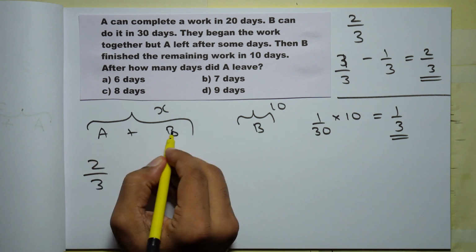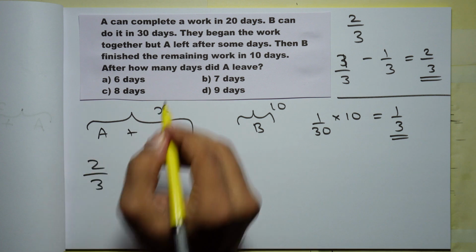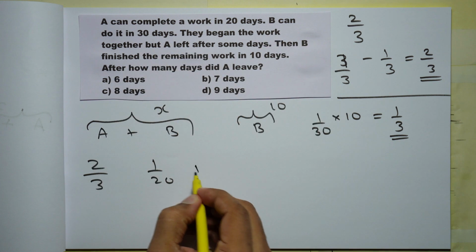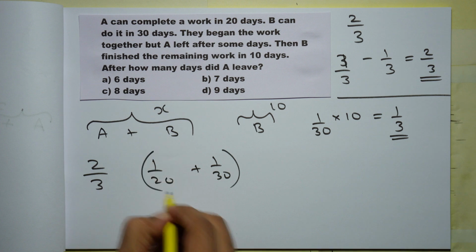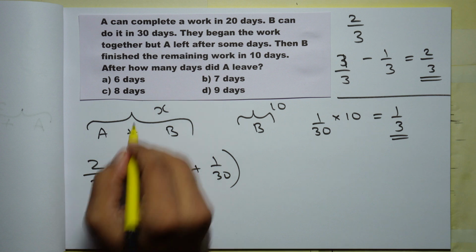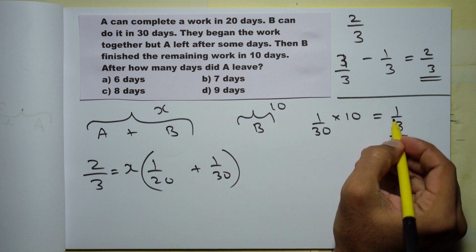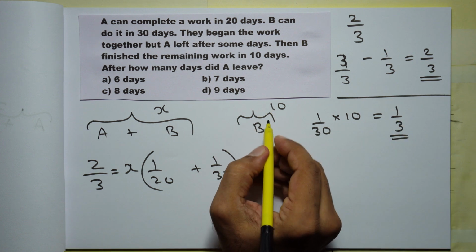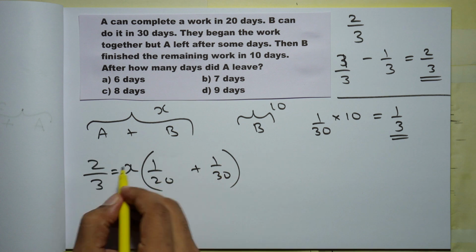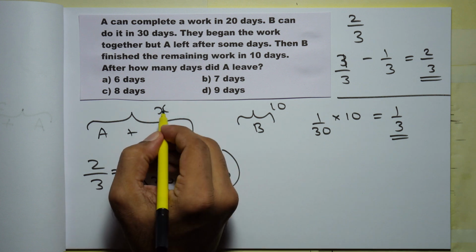This remaining 2 by 3rd was done by A and B initially in X days. So we'll form the equation for that. Every day A will do 1 by 20th of the work, and every day B will do 1 by 30th of the work. This is the contribution of A and B in one day. They work like that for X days to do 2 by 3rd of the work, because the remaining 1 by 3rd was done by B in these 10 days. So we just need to solve this equation and calculate the value of X.